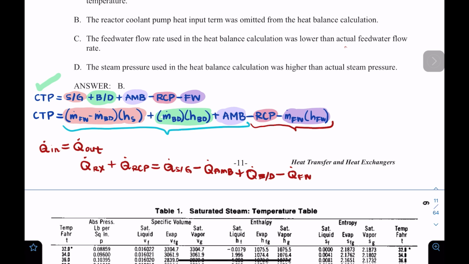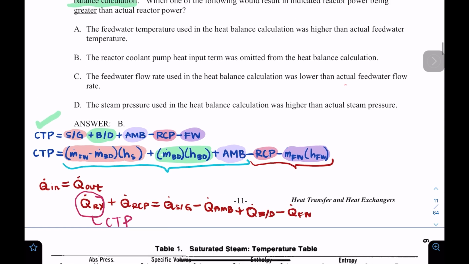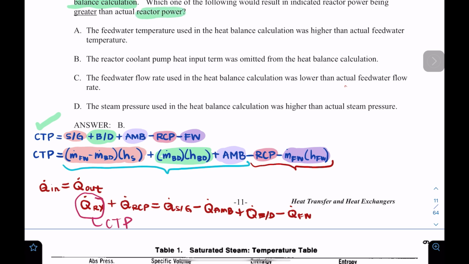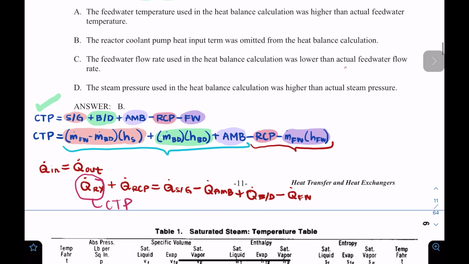But then if we need to solve, right, where is the core thermal power coming from? It's going to be coming from all the heat generated in my reactor. So that's going to be my core thermal power right there. So that's how we end up calculating the reactor power from here. Okay, so now that we have that relationship, what I do is I have to move this RCP to the other side. It's going to be minus the heat generated from the reactor coolant pumps. So I have something like this, right?